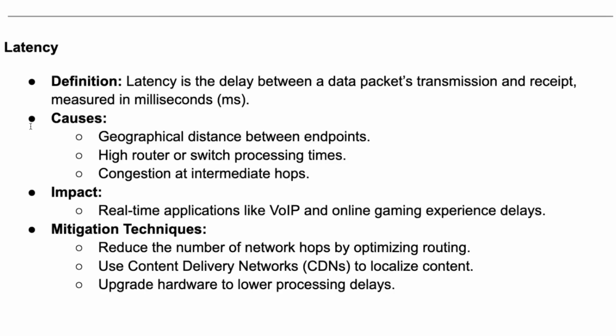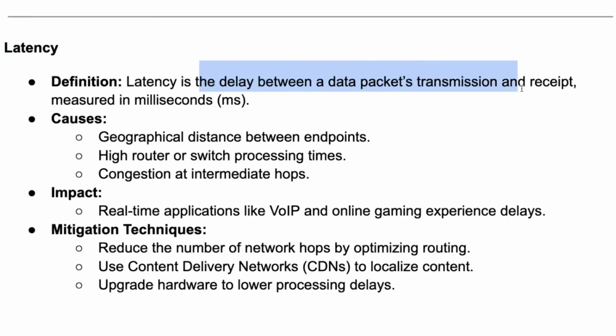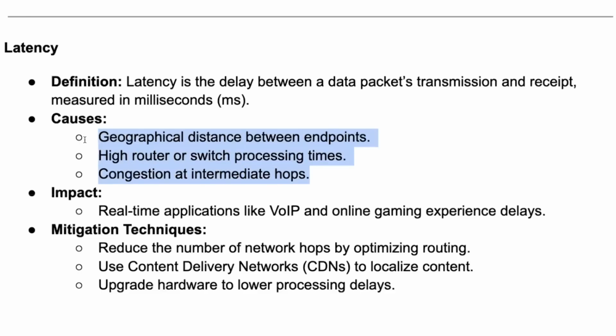Another performance bottleneck would be the concept of latency. So this is the delay between a data packet transmission and receipt, measured in milliseconds. So this is the speed that data travels, essentially. The causes of this could be geographical distance between endpoints, high router or switch processing times, and congestion at intermediate hops. So if you have high latency, meaning that it's taking too many milliseconds for this packet to travel, this is an issue, right?